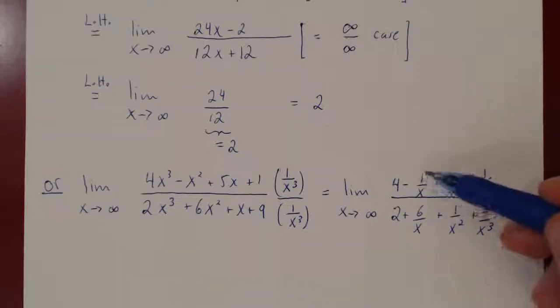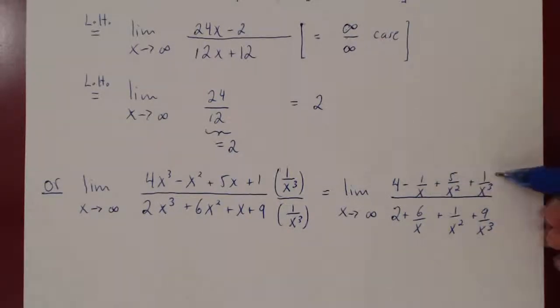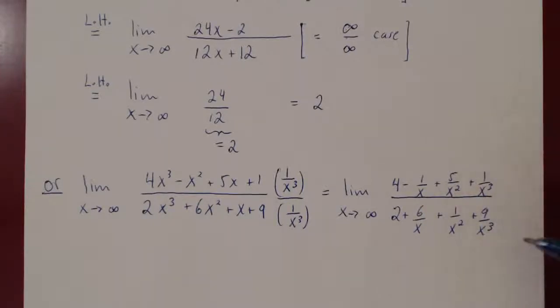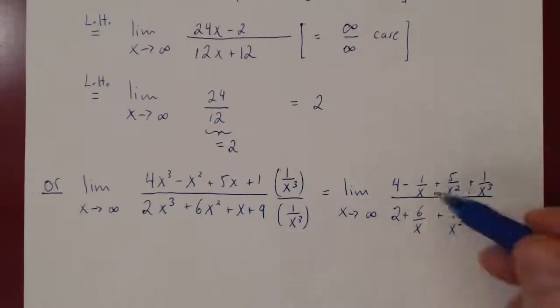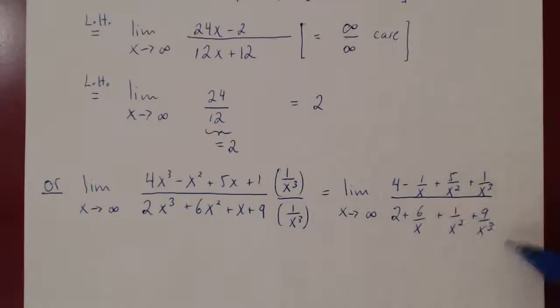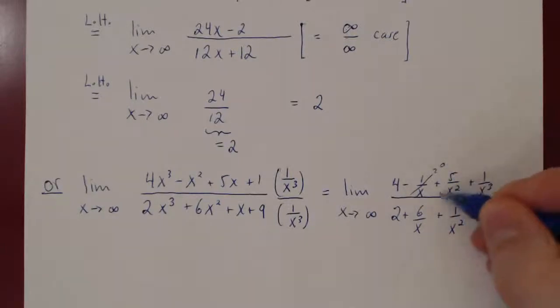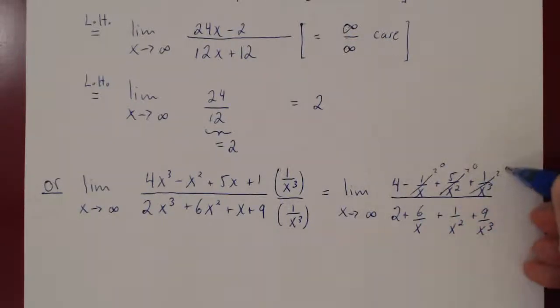And if you look at all these terms, 1 over x, 5 over x squared, 1 over x cubed, 6 over x, 1 over x squared, 9 over x cubed, as x goes to infinity, each one of these 6 gives you a constant over infinity. So they all shrink to 0.